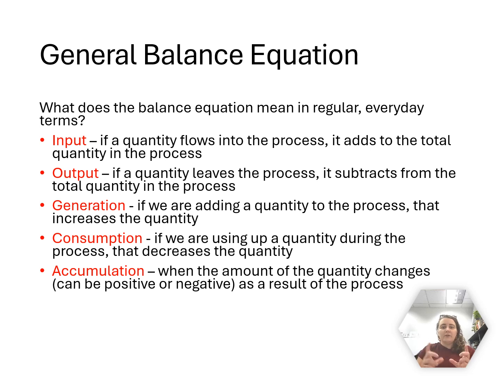And then finally, accumulation is the amount of the quantity that changes as a result of the process. And accumulation can either be positive or negative. So we can lose a total amount of mass from the system if consumption and output are bigger than input and generation, but we can have a positive accumulation if the input and the generation are bigger than the output and consumption terms. All right, so signs matter quite a bit in the general balance equation, and these are how we define those 5 key quantities.